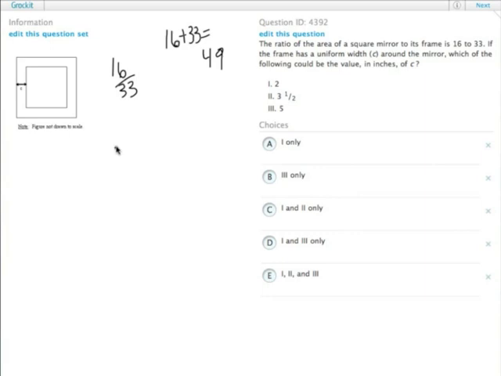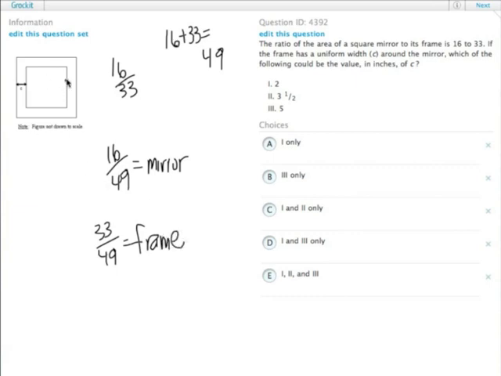So the ratio of the mirror would be 16 to 49. And the ratio of the frame would be 33 to 49. So we have each of those two ratios.